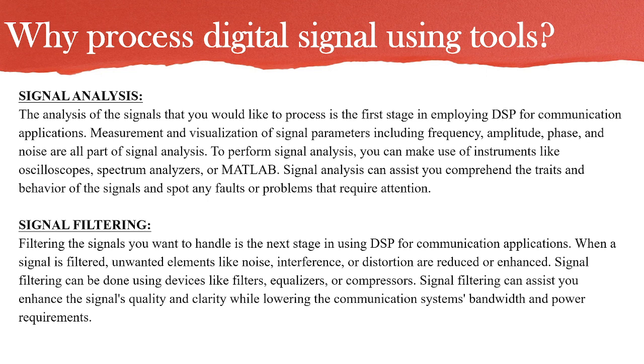Number one, signal analysis. In short, these are the tools that can analyze a signal much better, such as applications like MATLAB, Octave, oscilloscopes, and many more. Next is signal filtering. These are the tools that can filter any noise or interference available in the signals. Examples of these are filters, equalizers, and compressors.